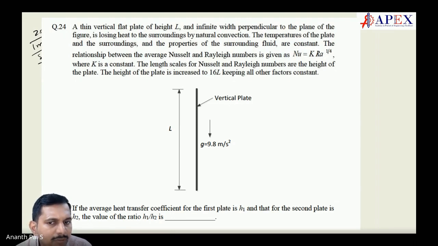The height of the plate is increased to 16L, keeping all the factors constant. If the average heat transfer coefficient of the first plate is H1, then that for the second plate is H2. Then the value of H1 by H2 is?